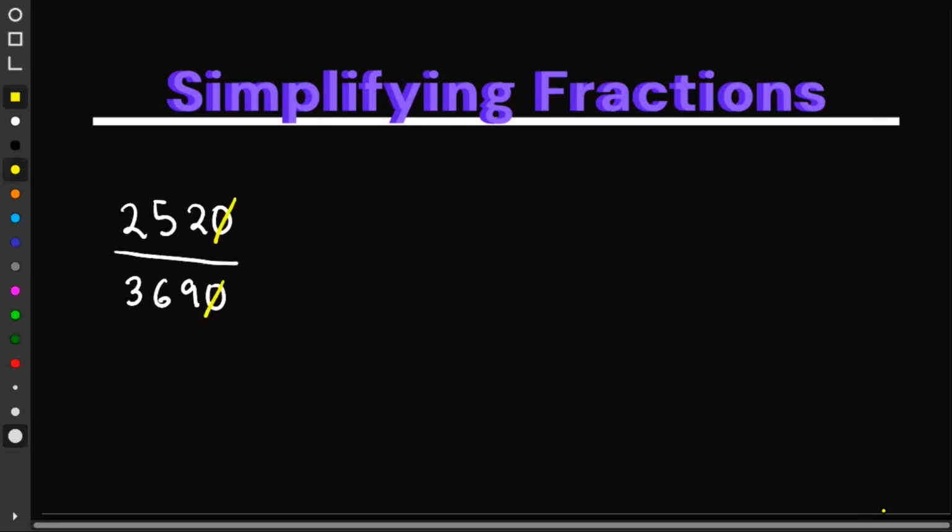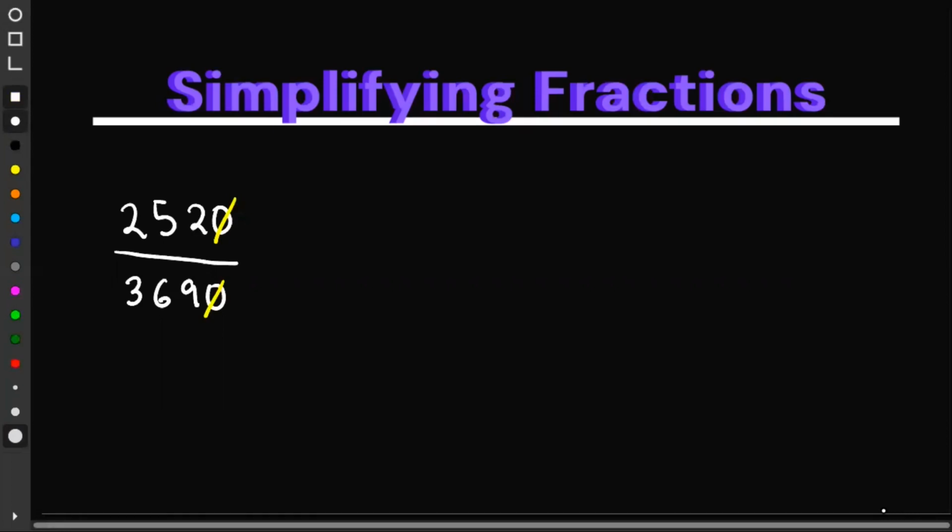So that is a good tip in simplifying fractions. When you see zeros at the end of both numbers, you can quickly remove them. So let's just focus on 252 over 369.